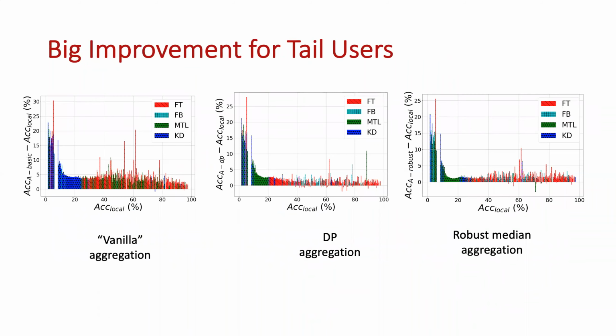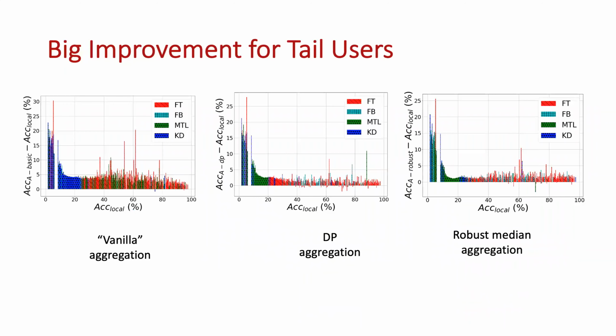Importantly, there is a huge improvement for tail users, because tail users were exactly the ones who were getting hosed by private and robust aggregation before, and they get the biggest benefit from local adaptation. But the good news is that even non-local users still benefit from adaptation as well.